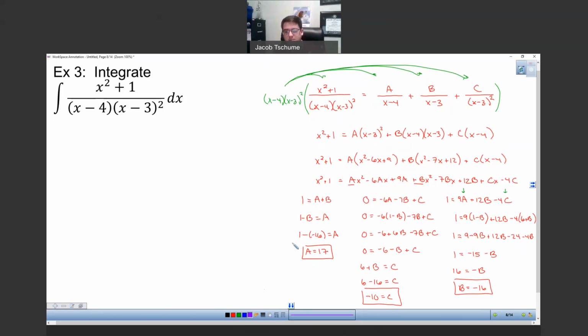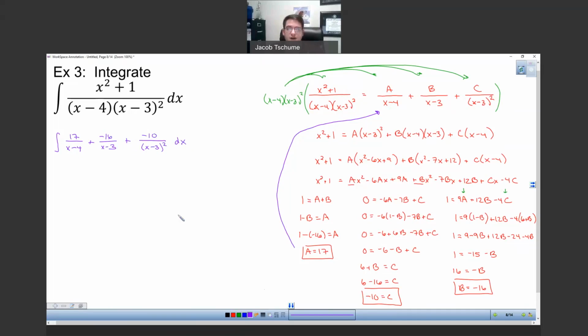And we now need to plug all three of those constants back into my partial fraction breakdown, and then we have to actually go through the process of integrating. So over here on the left, when I start to rewrite the problem, this will be the indefinite integral of 17 over x minus 4 plus negative 16 over x minus 3 plus negative 10 over x minus 3 squared dx.